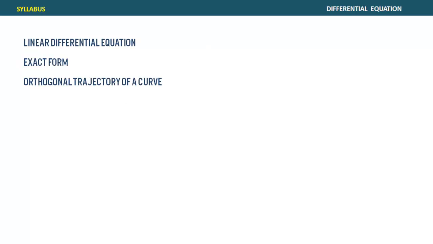Though we intended to do some questions based on geometrical properties also, we have already covered geometrical properties in the topic AOD, so just go and revise AOD where we did tangents and normal, that is subtangents and subnormal. That is the geometrical part of this topic. So we'll be focusing on these three, and these three topics are really very important as per your entrance examinations. So let's start with LDE first.